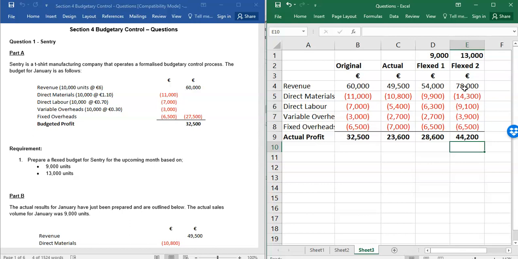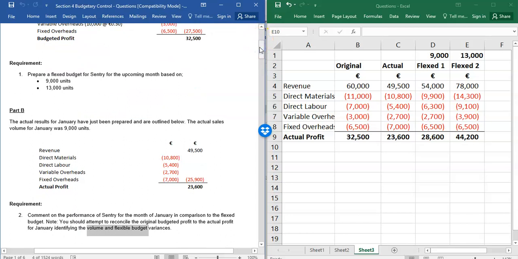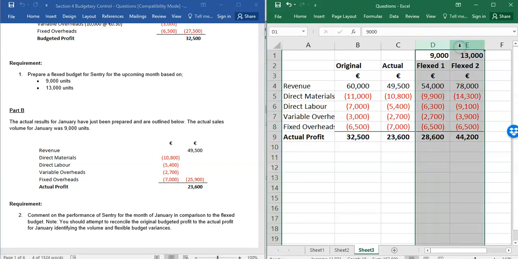But now we probably get to a more important point, which is your part B. Say the actual results are provided below now for January, and you actually only made a profit of 23,600. And what the question is asking you, requirement 2, is to comment on the performance. They want you to reconcile the original budgeted profit to the actual profit, identifying 2 different types of variances, a volume variance and your flexible budget variance. So what I'm going to do now is hide these again, and I'll bring them back in a second.